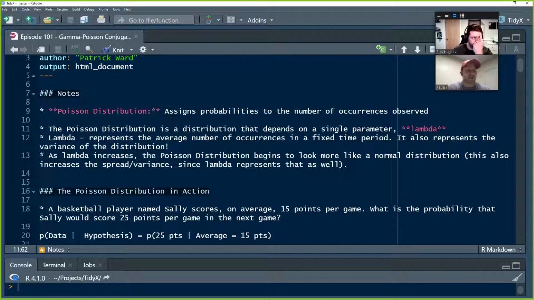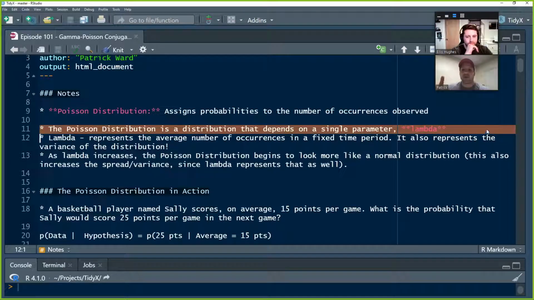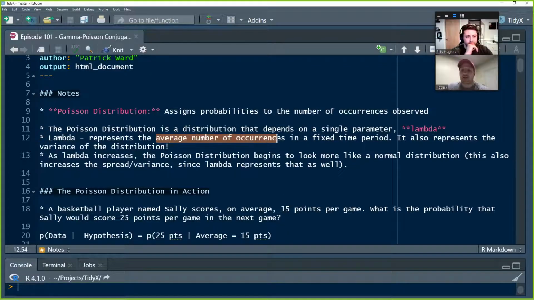This distribution is a single parameter distribution. So most of the distributions we've been working with have had 2 parameters: number of successes and probability of success, mean and standard deviation. This time, we're going to be talking about a single parameter distribution with the parameter being lambda. And lambda represents the average number of occurrences in that fixed period of time, and it also represents the variance of the distribution. So lambda is really unique. It represents both the mean and the variance at the same time with the same number.